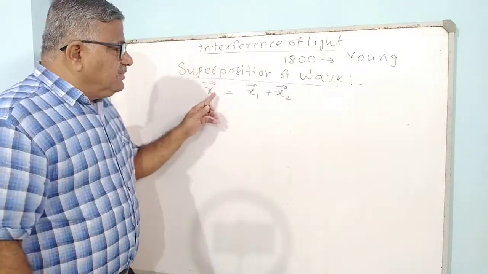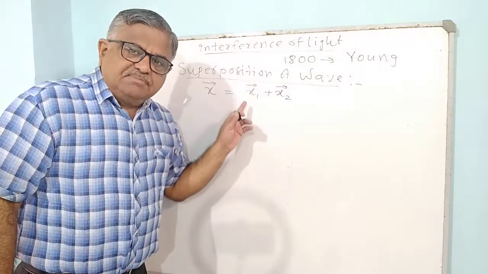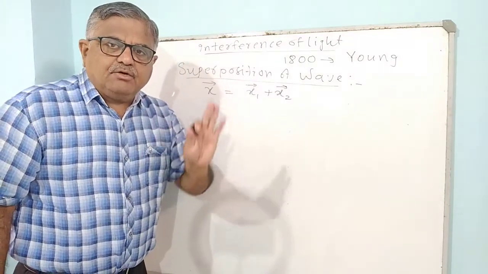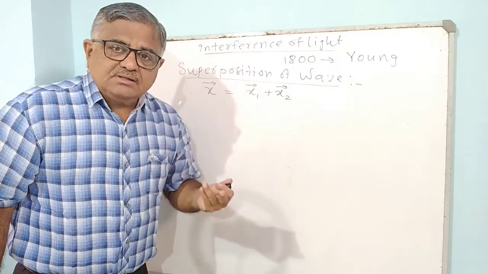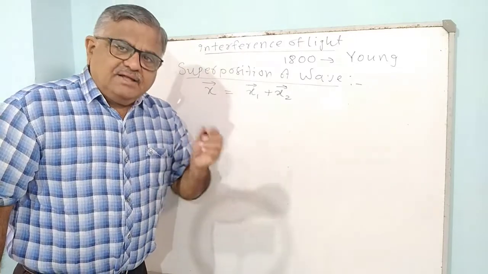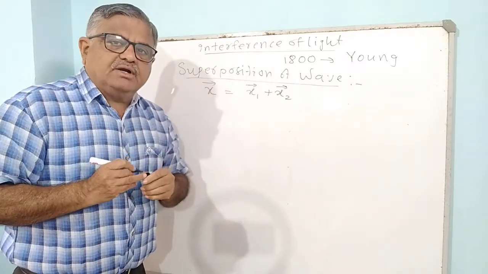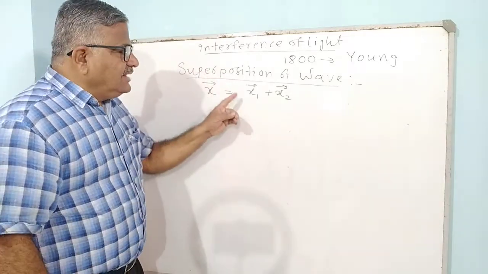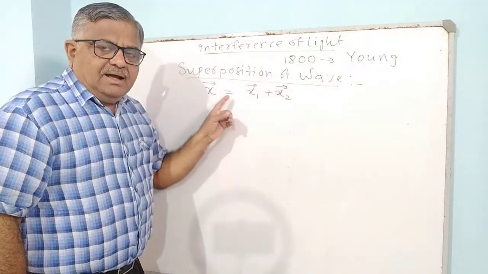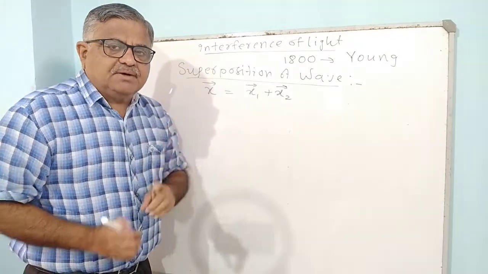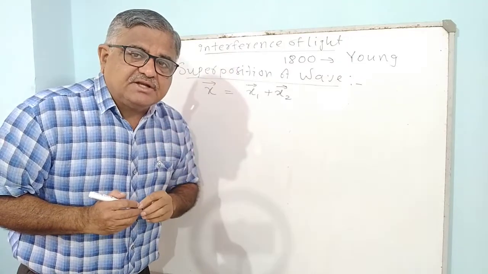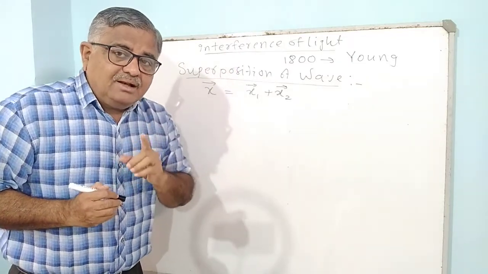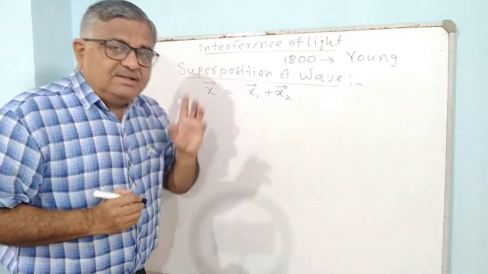Now, if this principle is applicable for displacement, it should be applicable for maximum displacement. And the maximum displacement is called, of course, amplitude. Therefore, the amplitudes of the two different waves which are interfering also obey this principle. And as the amplitude obeys that principle, the resultant amplitude, which decides the resultant intensity at that point, will also obey this principle.